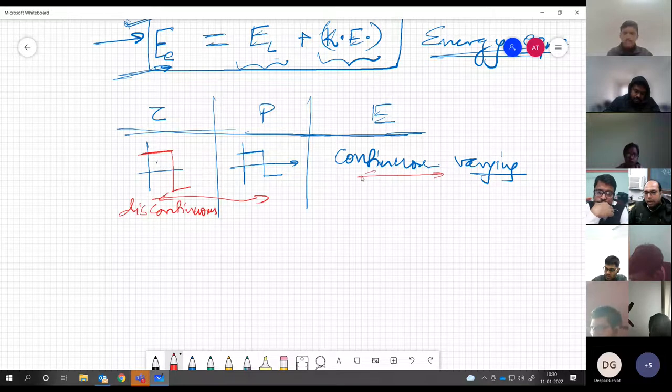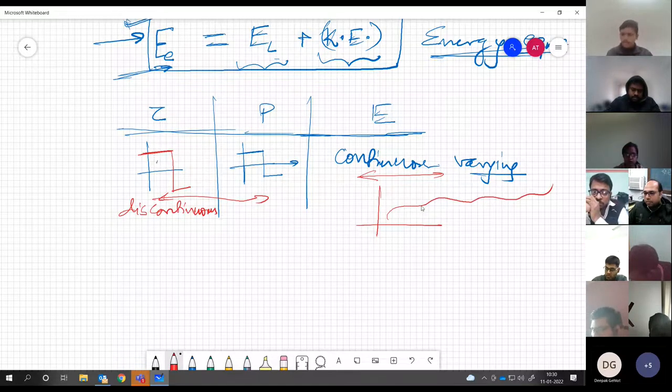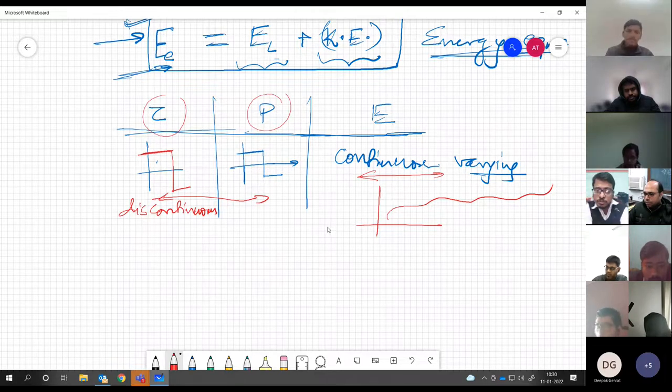Whereas this is something like a continuous quantity. This has to be slow varying. There cannot be abrupt change in energy. To have abrupt change in energy, you need to apply infinite power or infinite torque. Understand the point here? Yes, sir.